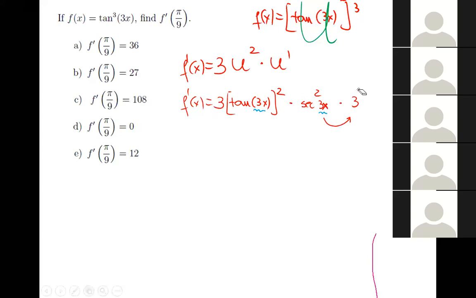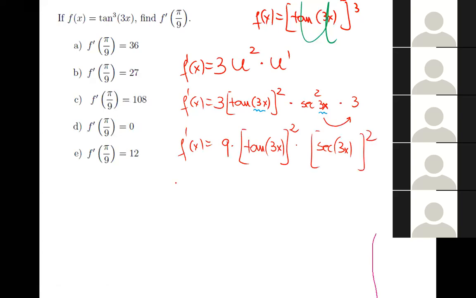Okay, 3 times 3 is 9. Actually, I don't really have to simplify. I can just substitute. I will write it like that. And now a little bit of unit circle values. Let's substitute pi over 9 instead of x. Pi over 9 times 3 is pi over 3, squared. 3 times pi over 9 again, pi over 3, squared.